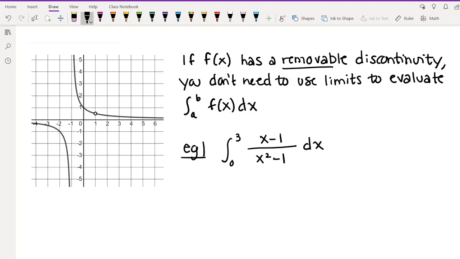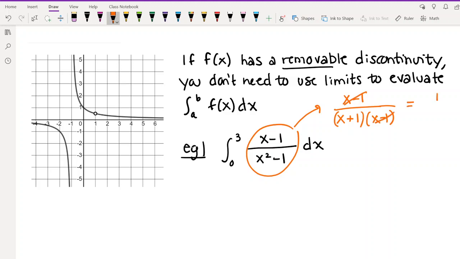So how could you tell that that's going to be a hole and not a vertical asymptote if you didn't have the graph? Well, if you take this function and simplify it, the denominator would be x plus 1 times x minus 1, and you could cancel out this x minus 1. And so you would get a new function, which is 1 over x plus 1. One thing I want to make clear is that this new function, 1 over x plus 1, is not technically exactly the same function as what you started with. What this new function would be is the same as the function we have graphed here, but with the hole filled in.